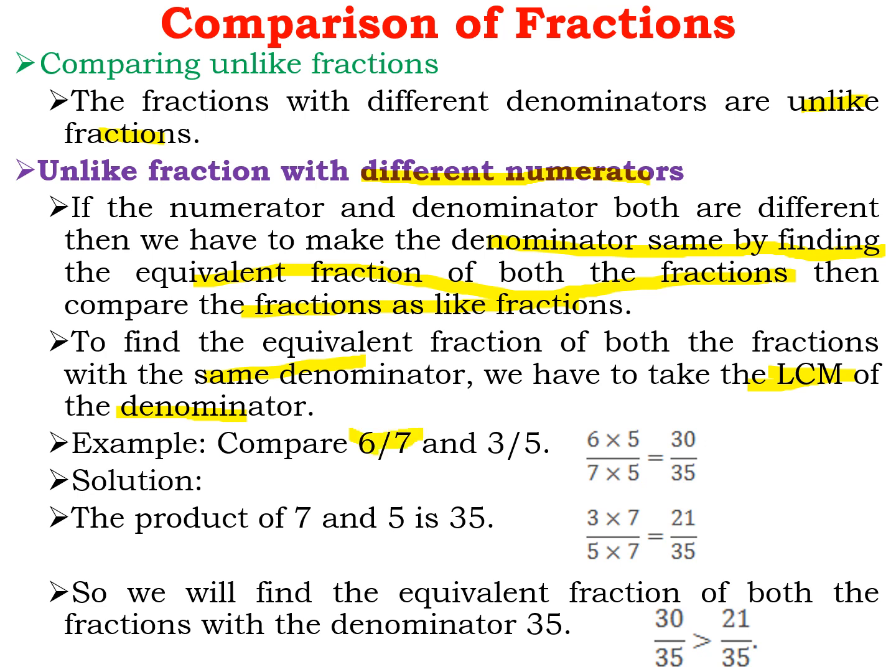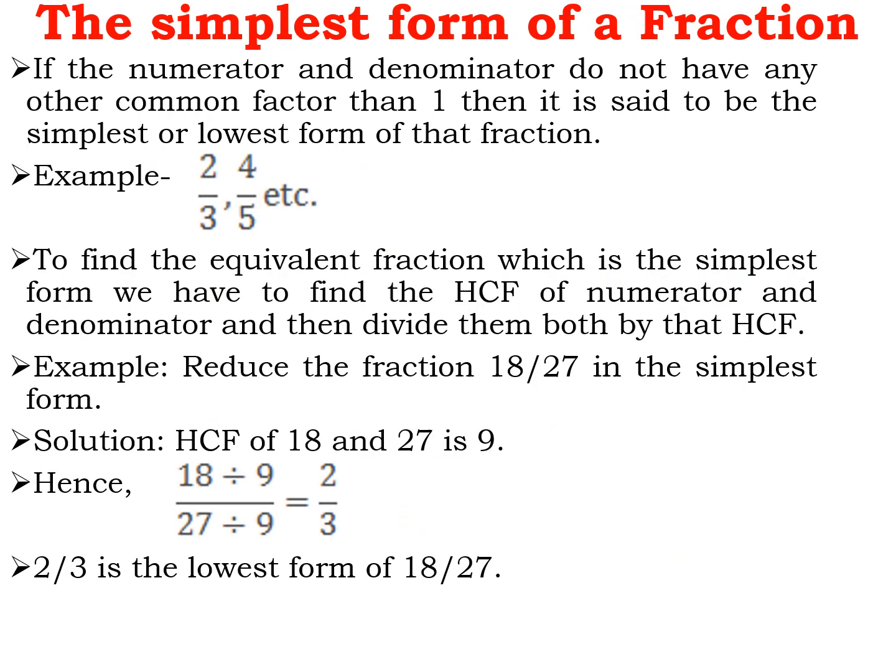Compare 6 by 7 and 3 by 5. Now how will we do the solution? The product of 7 and 5 is 35. So 6 into 5 by 7 into 5 will be 30 by 35. Same way 3 by 5 will be 21 by 35. We find the equivalent fraction of both the fractions with the denominator 35. Now both of them became like fractions. So 30 by 35 is the greater fraction.